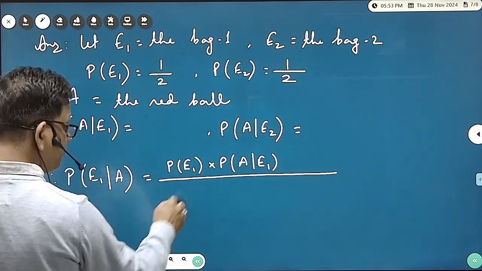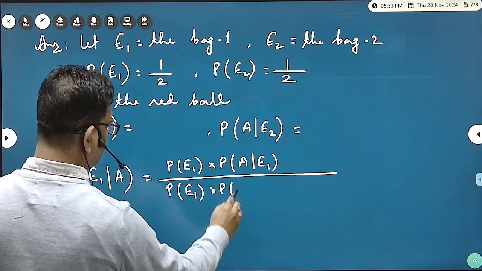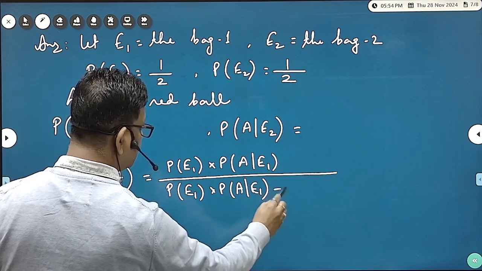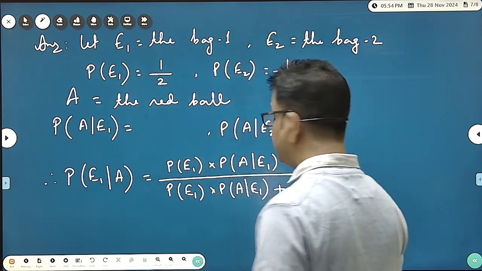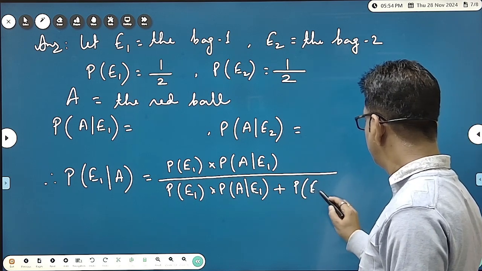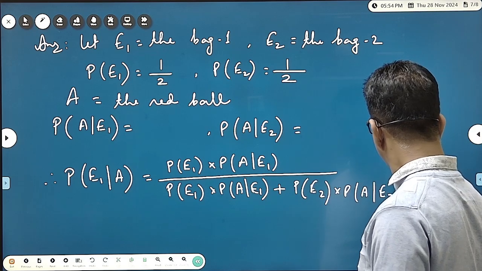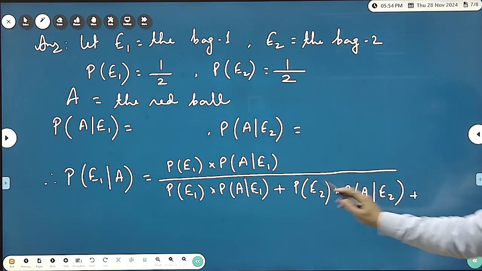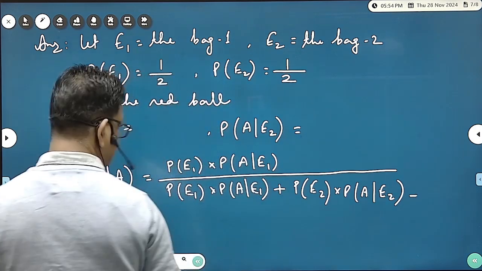Now numerator and denominator, again you have to write the same thing. P of E1 multiplied by P of A E1. But A E1 means A condition to E1. But here the other bag should also be mentioned in the denominator. What is that? Because the denominator is always the total, yes or no? So P of E2 multiplied by P of A E2. If there were one more bag, P of E3 multiplied by P of A E3, and so on. But now we have only 2 bags.